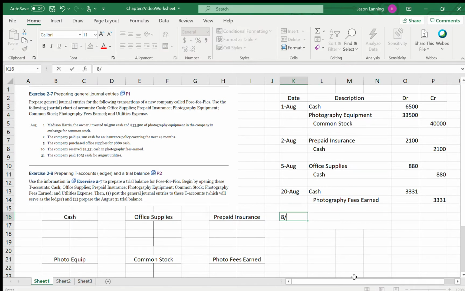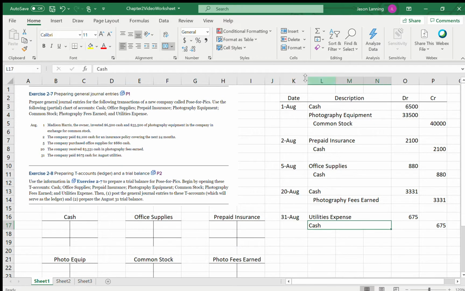Now, August 31st, our last entry, we're paying $675 cash for the utilities. So it tells us we have a utilities expense. Remember, whenever we see expense, we think use, and we should think, well, yeah, we've used utilities. So we've got $675 here, and if we paid it, we're going to credit cash for the $675. So these are the journal transactions, and exercise 2.7 is done there.